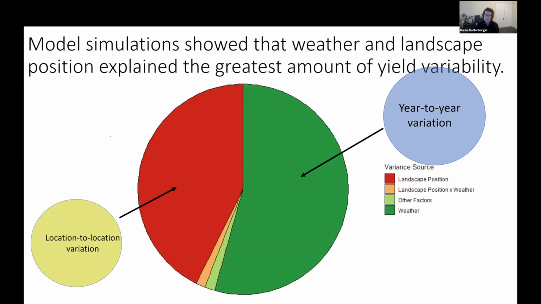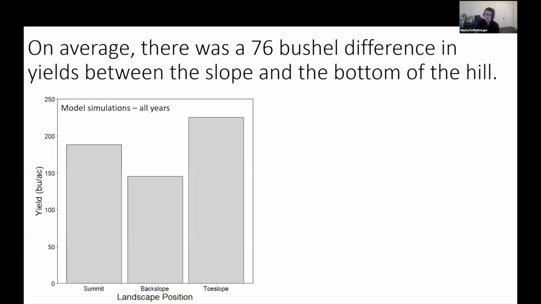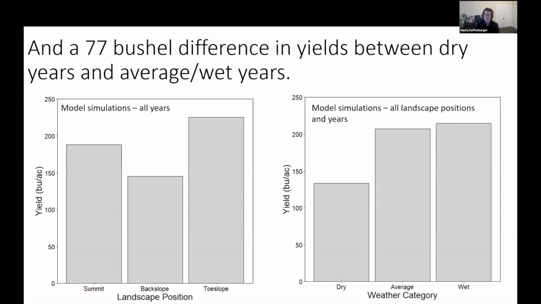And so when we look at these two factors separately, starting with landscape position, on average, across the 30 years of simulations, we see a yield penalty of 76 bushels per acre when we compare the back slope and the toe slope, a pattern similar to what we observed in 2019. And then when we look at the weather categories, we see that dry years are really where we're losing a lot of yield. Across the landscape positions, we see a 77 bushel decrease in yield when we're in the bottom third of that distribution of cumulative rainfall during the growing season.